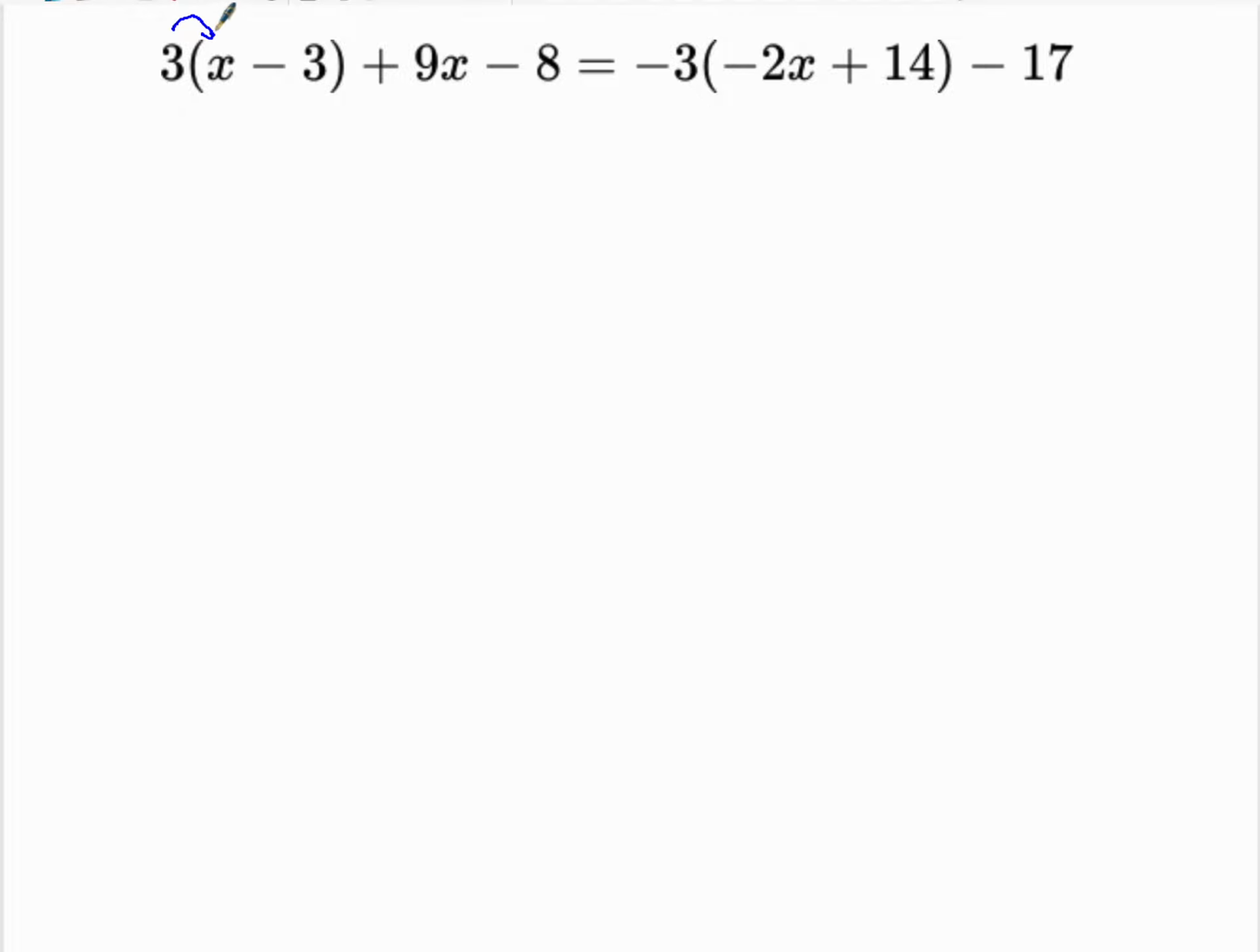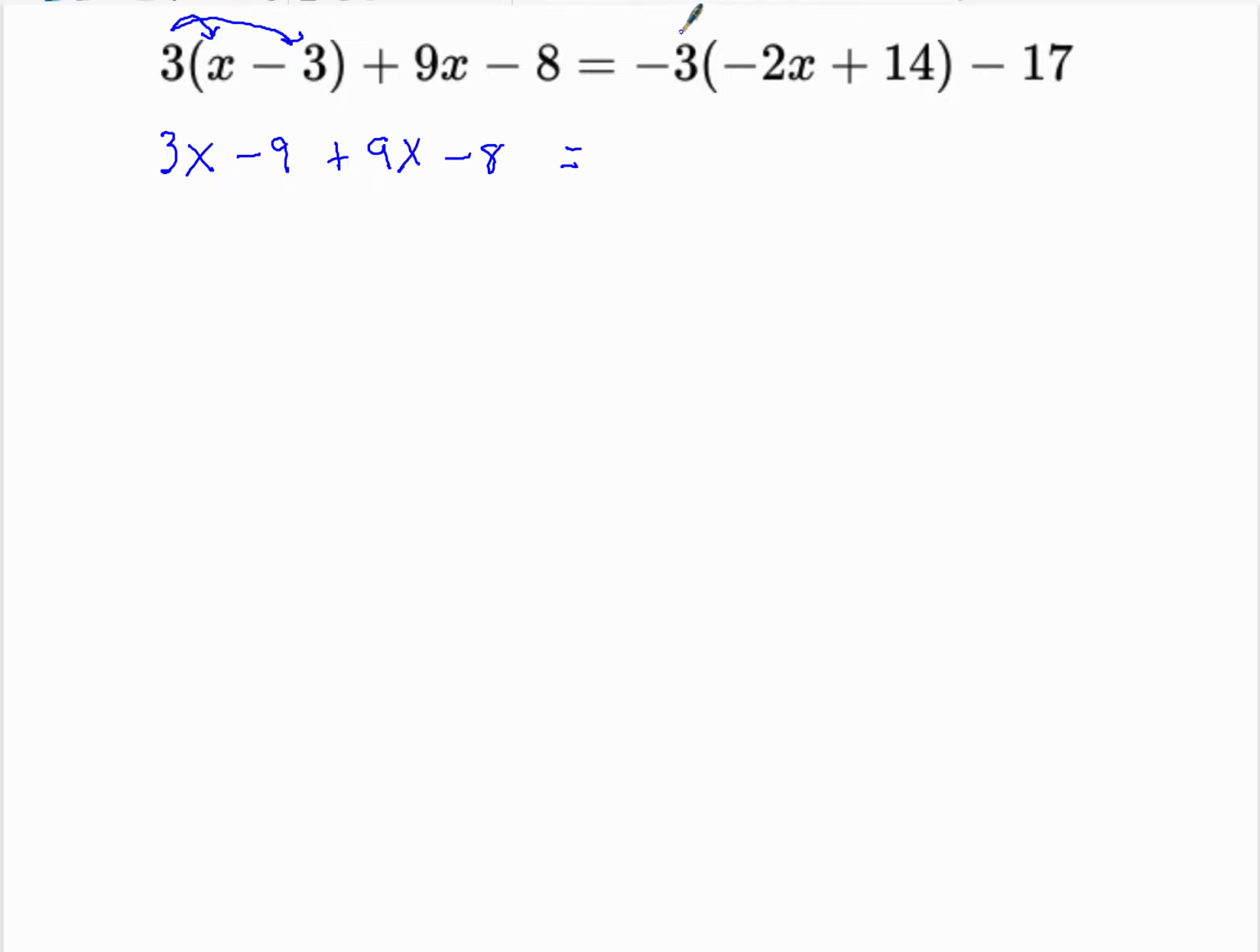So distribute to get rid of the parentheses. 3 times x is 3x. And then 3 times minus 3 is minus 9. And then I still have this plus 9x. And then a minus 8.